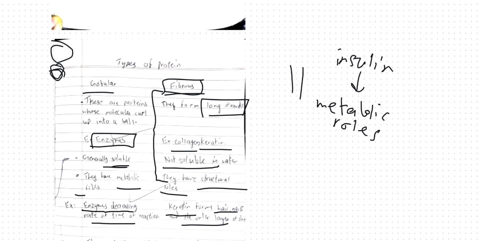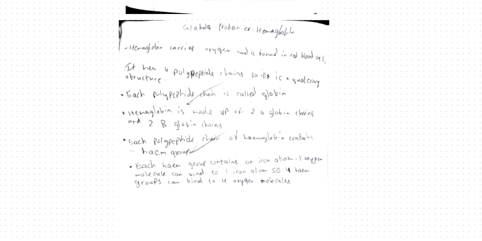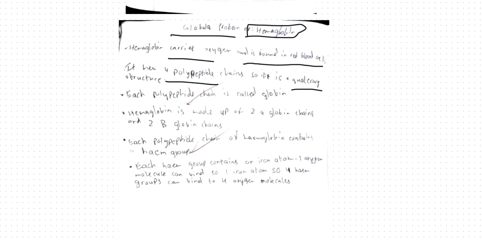Yeah. So I want to move on to globular protein examples. An example of a globular protein, a very important one, is hemoglobin. Hemoglobin carries oxygen, is found in red blood cells, and has 4 polypeptide chains. Since it has 4 polypeptide chains, it is a quaternary structure. Basically, any globular protein will have the 4 structures: the primary, secondary, tertiary, and quaternary structures.